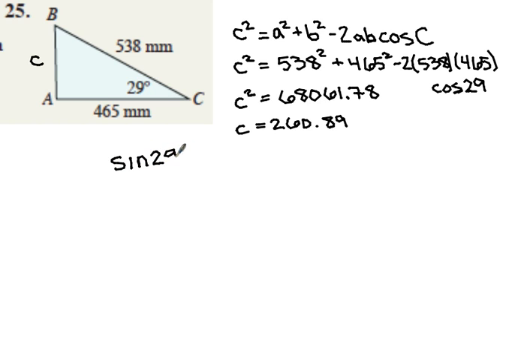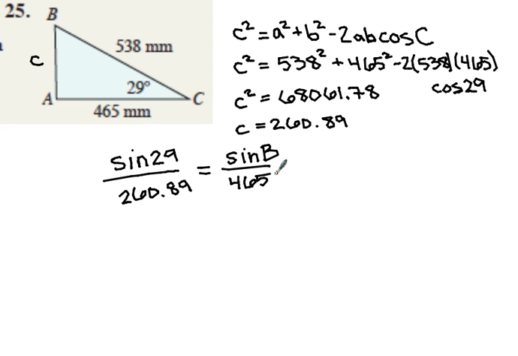With the law of sines, we can set this situation up where we have sine of 29 over the new side length we just found, 260.89, equals, and again, the book is going to suggest, for the sake of error, we want to find the smallest side length. So since 465 is our next smallest side length, we're going to find angle B first. So the sine of B is going to equal 465.